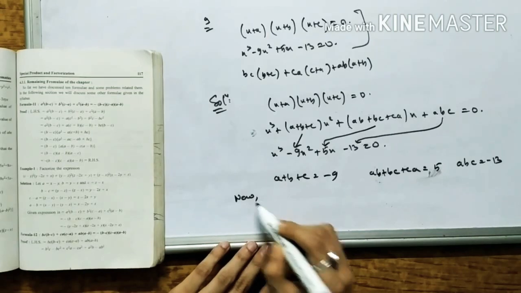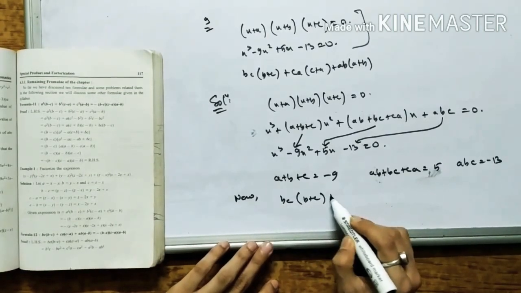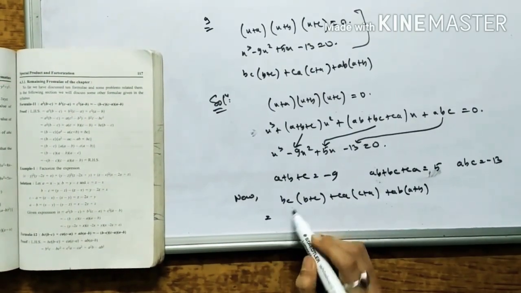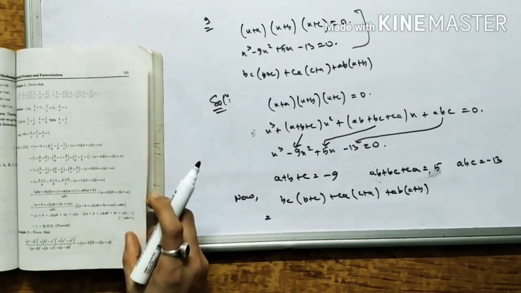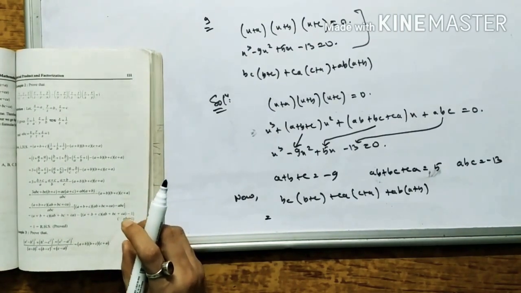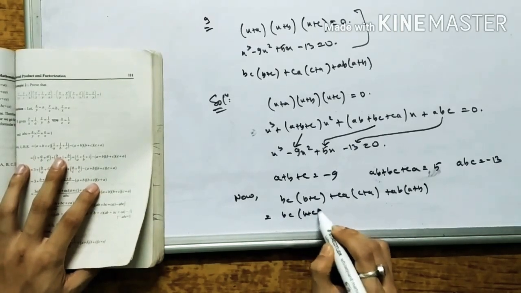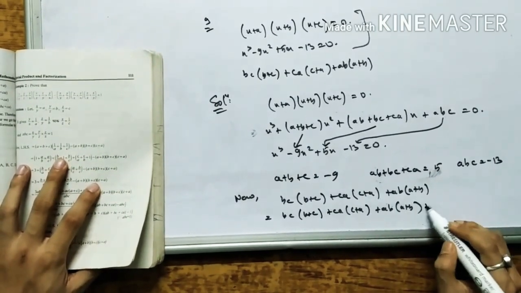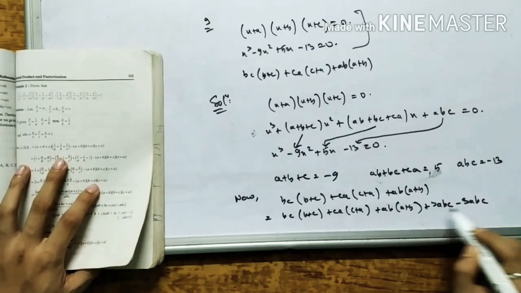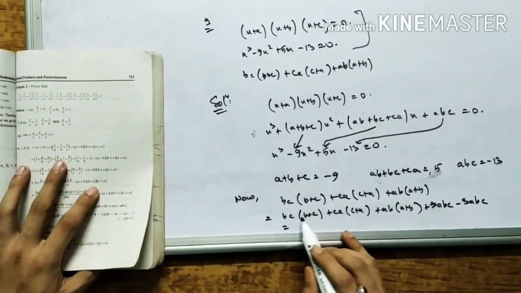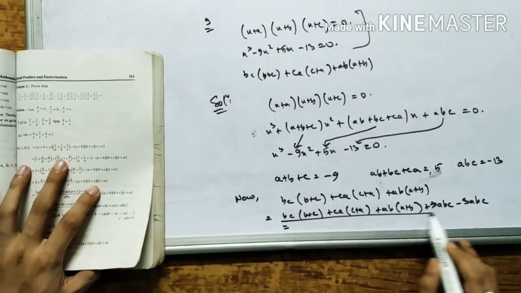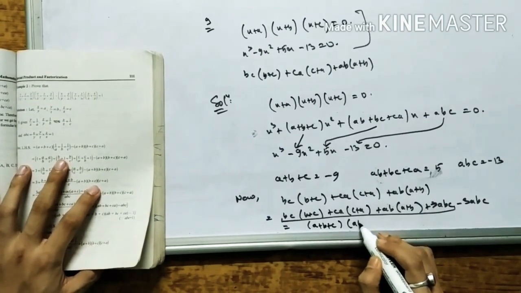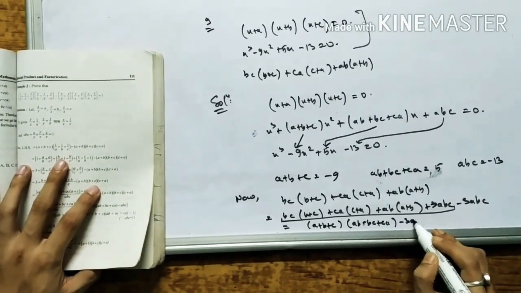So now you see this one, bc(b plus c) plus ca(c plus a) plus ab(a plus b). I can write it as bc(b plus c) plus ca(c plus a) plus ab(a plus b), plus 3abc minus 3abc. Now this whole thing from here till here, there is a formula, it gives me (a plus b plus c)(ab plus bc plus ca) minus 3abc.